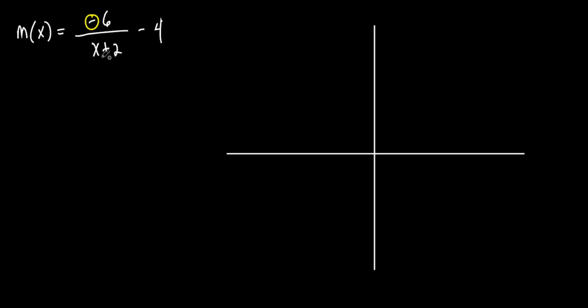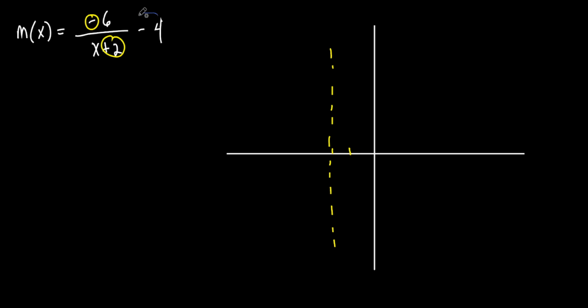What's this plus 2 going to do to it? Yep, that's going to shift it where? Left. Okay, I was hoping you said that. I thought you said right at first. So it shifts it to the left 2 places. So that's going to be my vertical asymptote.